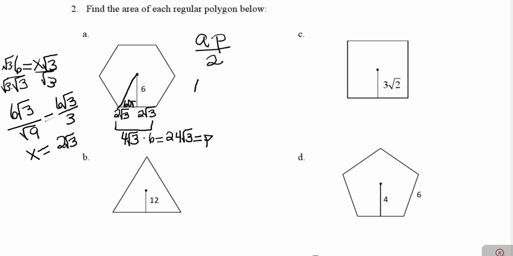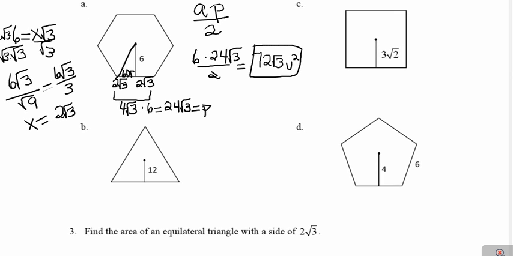The apothem was given, that's 6, and now I know the perimeter is 24 square root 3. And then I'm going to divide that by 2. And when I simplify to get my final answer, I get 72 square root 3 units squared as my final answer for the area of the regular hexagon.